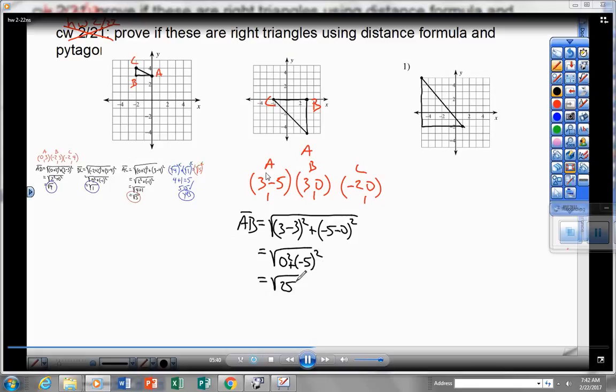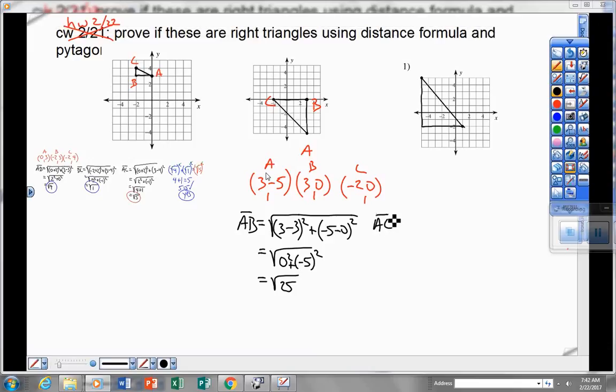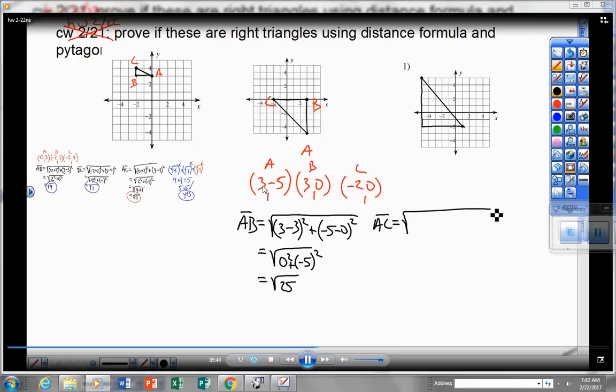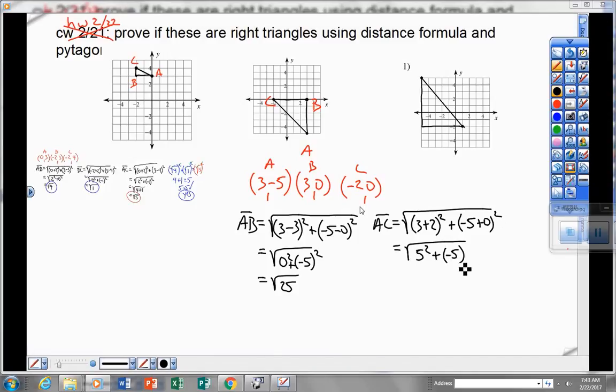I'm going to do A and B. Oh, I'm sorry, AC this time. So 3 all the way down. 3 taken away that negative 2 becomes 3 plus 2 squared plus negative 5 minus 0 squared gives me 5 squared plus negative 5 squared, which gives me the square root of 25 plus 25. And again, leave that radical alone. Leave that root 50 alone.